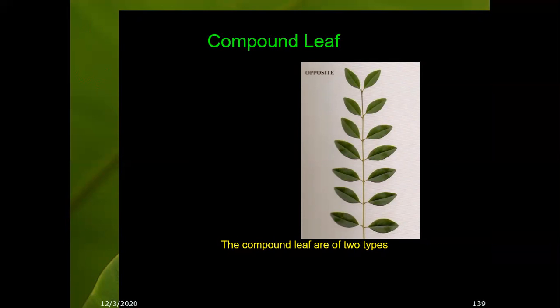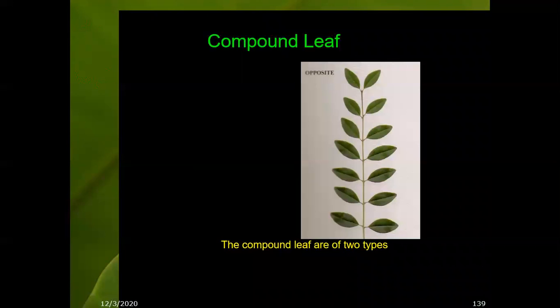The compound leaves have evolved to increase the total lamina surface. There is one axillary bud in the axil of the whole compound leaf. The leaflets, however, do not possess axillary buds.